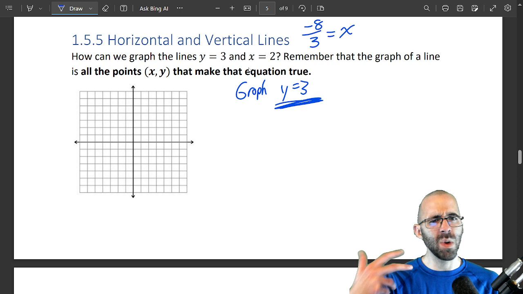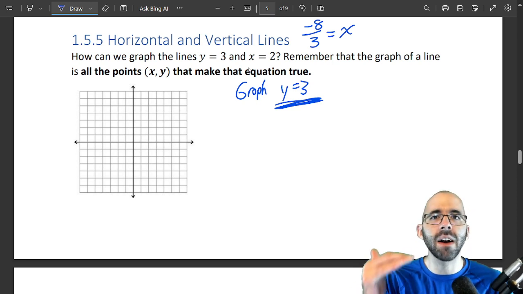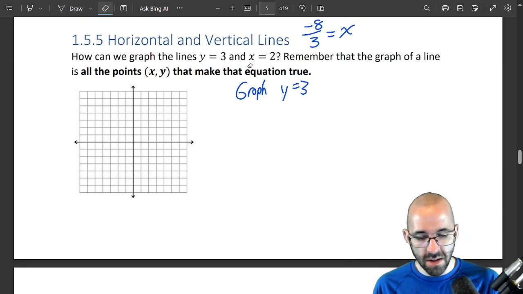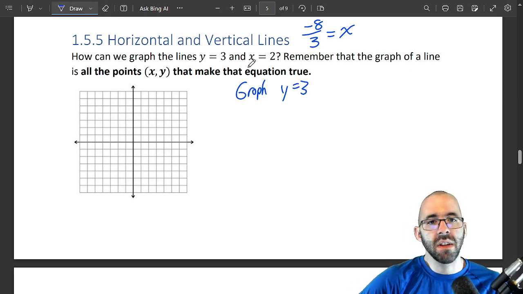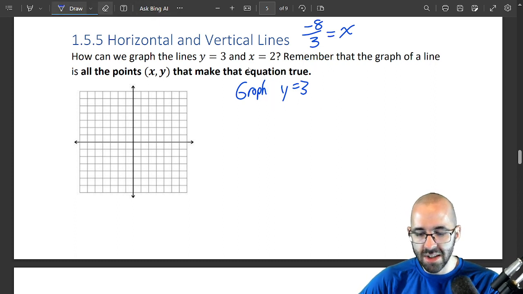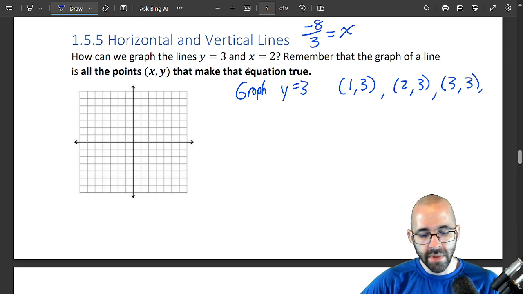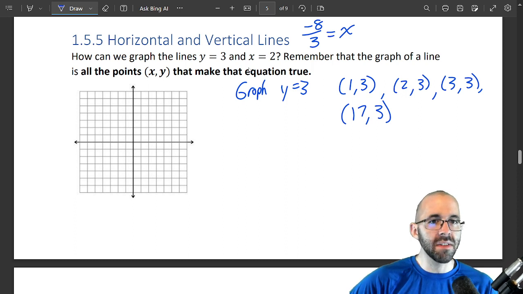That's kind of weird because x doesn't appear anywhere here. It doesn't matter what x is. All that matters is y equals 3. So I'm going to give you a bunch of points, and you tell me which ones satisfy this requirement. (1, 3), (2, 3), (3, 3), (17, 3). They all satisfy the requirement. All of these are points with y equals 3.